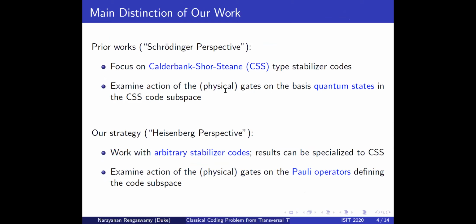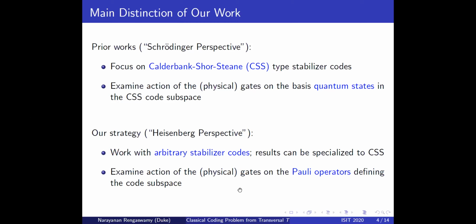So the CSS code is a subspace, and the subspace has a basis. So you take these gates and make them act on the basis states and see how they act. And based on that, you derive conditions for making sure the gates do what you want them to do. That's their approach. We use what you might call the Heisenberg perspective, which allows us to first generalize beyond CSS codes. So we are able to work with arbitrary stabilizer codes, and CSS codes form a special case.